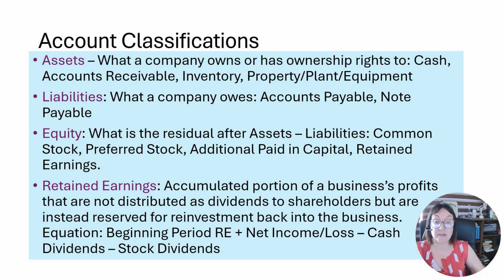And the equation for that is the beginning period of retained earnings. For example, if your business fiscal year starts on January 1, then your beginning period retained earnings is that as of 12/31 of the year before. That's your beginning period. That's what we're going to start with for that year. Plus or minus net income or net loss, minus any cash dividends, and minus any stock dividends. And we'll get into cash dividends and stock dividends later.